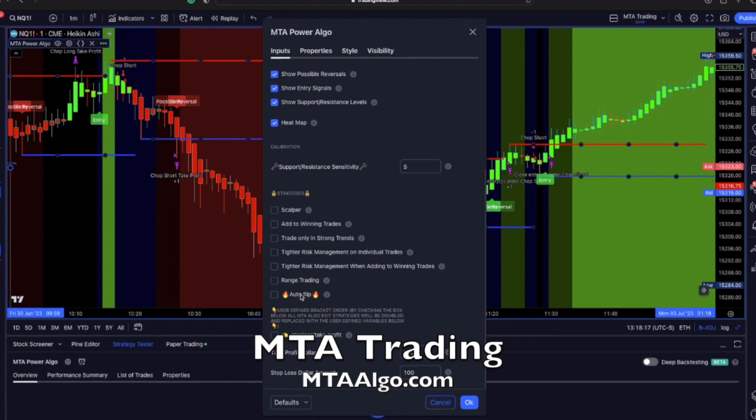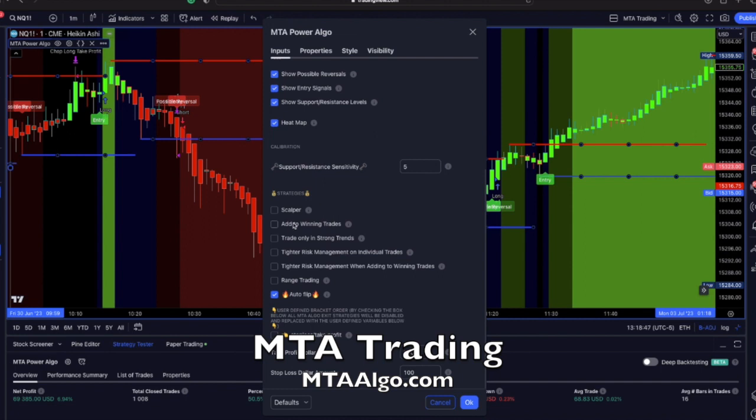One of the most powerful features on the MTA Power Algo is the auto flip feature. What this is going to do is automatically change the strategy that you're using, depending on market conditions. So if market conditions change from trending to consolidating, it will automatically turn on range trading for you. If we start to break out, range trading will be turned off, and add to winning trades can be turned on.